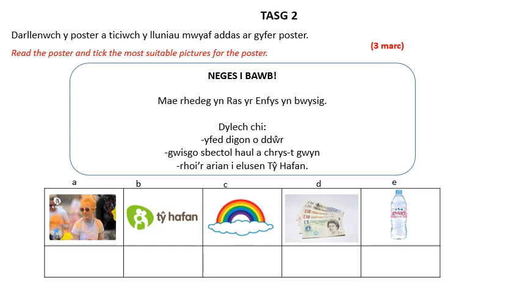Can you work out what the word ras means? And it's got the word rhedeg in front of it, which might give you a clue. Yeah, so running in the race, enfys, the rainbow race. Ras yr enfys is the name of the race, which means rainbow race, but that's the name of it. And then you've got that word at the end there, bwysig. Bwysig is one of the words that I asked you to learn today. So you should know that that means important. And then it says, dylech chi, you should. And then we've got 3 bullet points there.